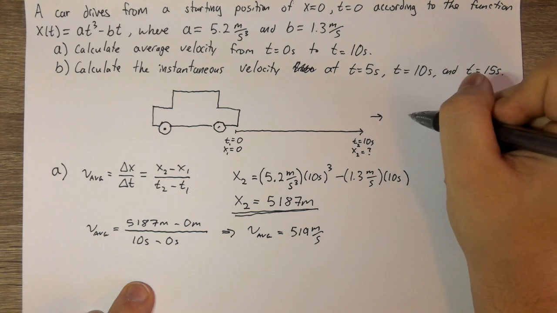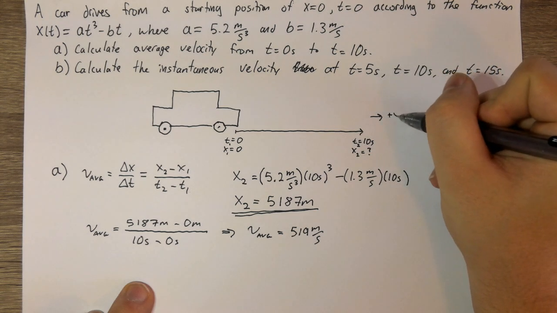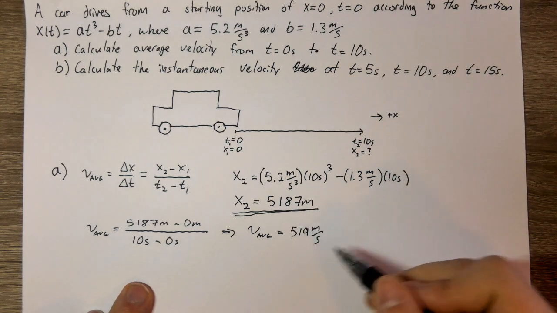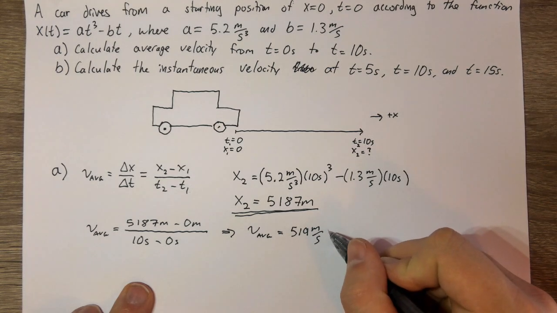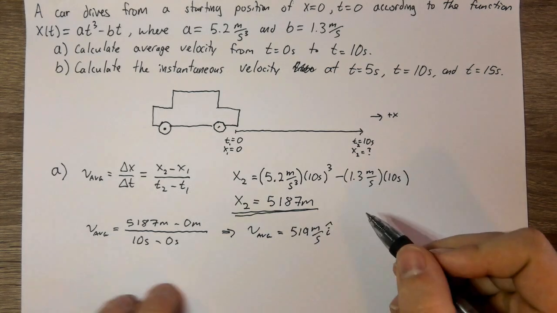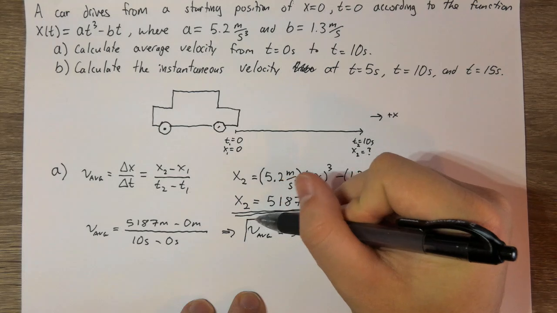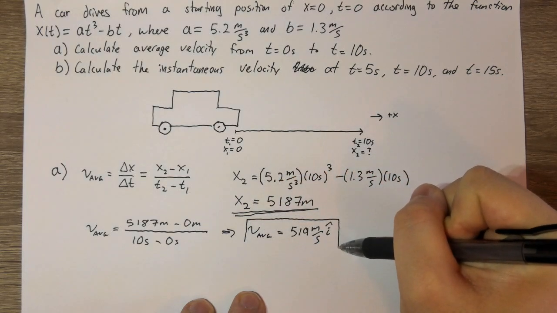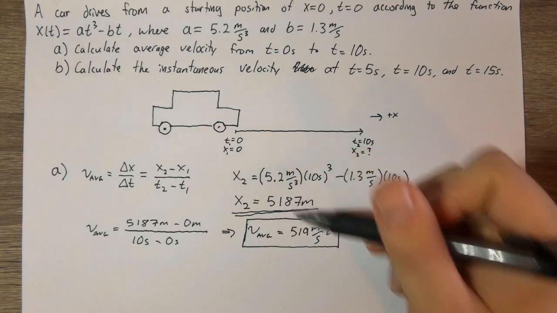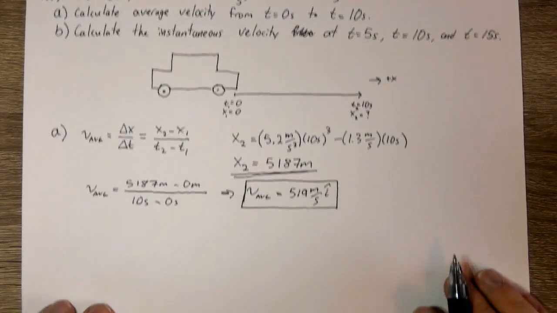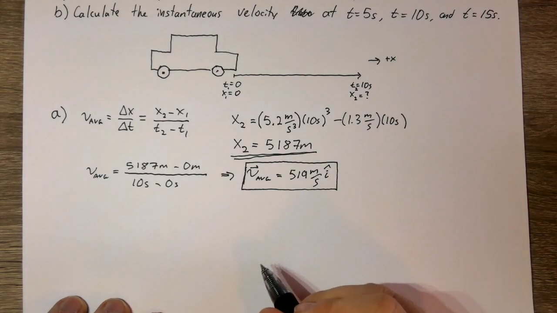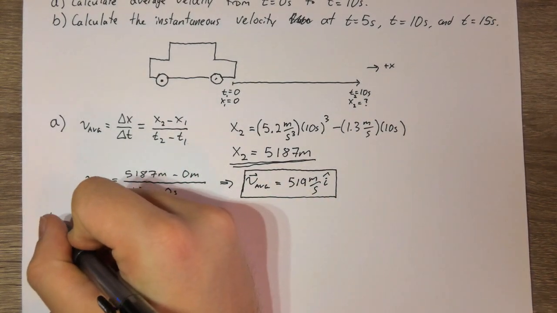And I didn't specify in the question, but in my drawing, I've got the car moving in the east direction. So I'll just call this plus x. And just so we make this a velocity, instead of just a speed with no direction, I'm going to say that this is the velocity in the i-hat direction, which just indicates along the x-axis in the positive direction. And that is our average velocity between 0 and 10 seconds.